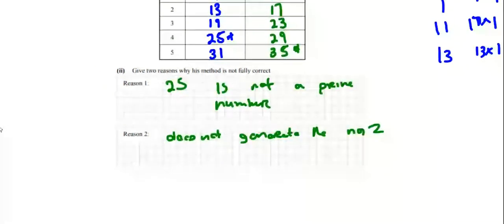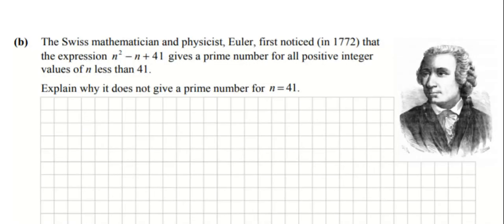Okay. So next, we're moving on to the next question. The Swiss mathematician and physicist Euler first noticed in 1772 that the expression n squared minus n plus 41 gives a prime number for all positive integers of n less than 41. Explain why it does not give a prime number for n equals 41. Well, what we can do is we can replace n with 41. So it's 41 squared minus 41 plus 41.